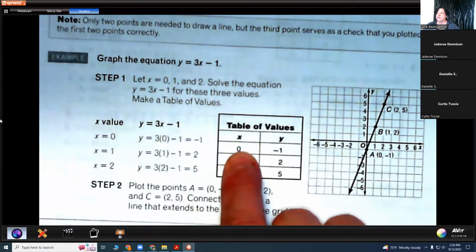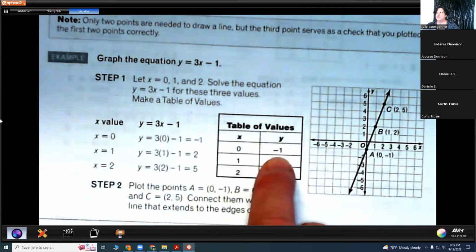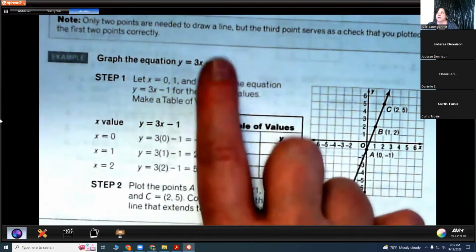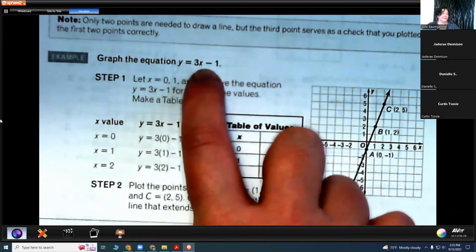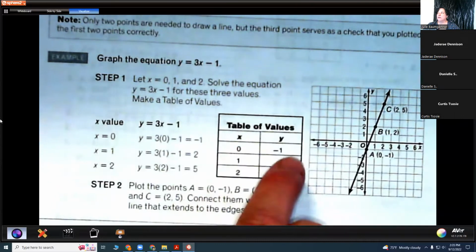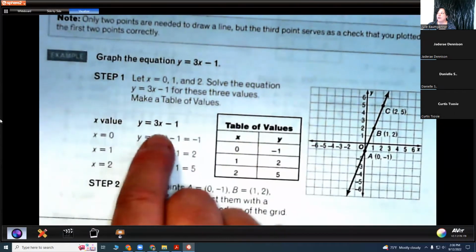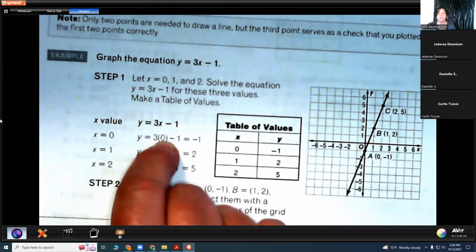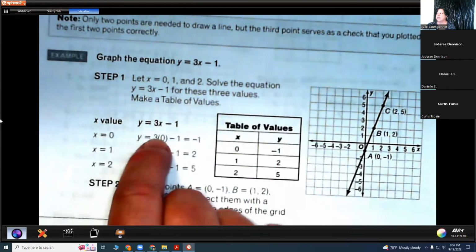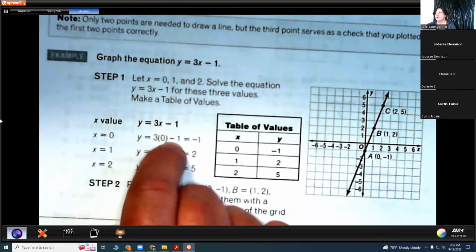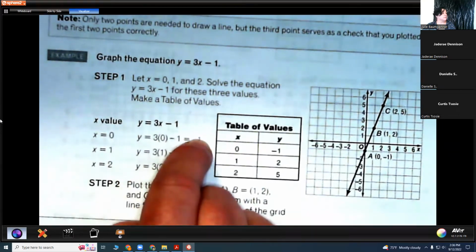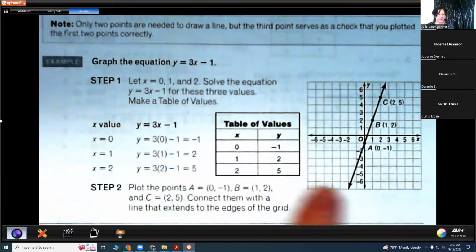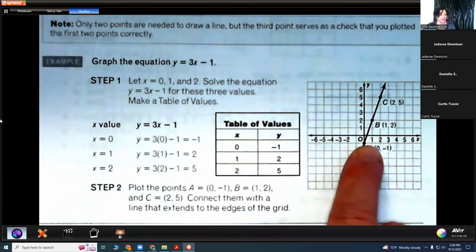So when x is 0, y equals -1. So now I know that one of the points on this line is (0, -1). How do I know that? Well, I took my equation, I set x at 0, and then I calculated. 3 times 0 is 0, 0 minus 1 is -1. So now I have a point on my line. This is where I start.